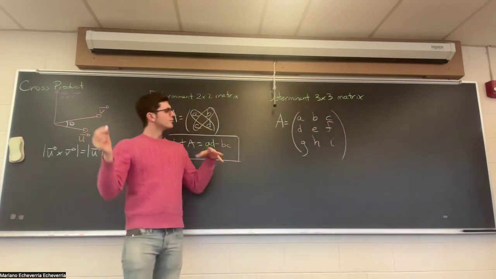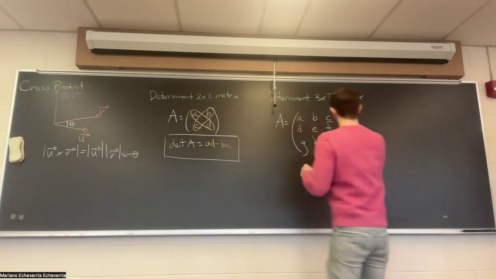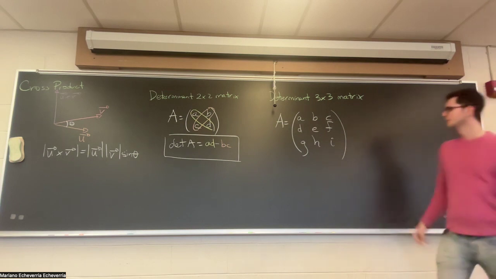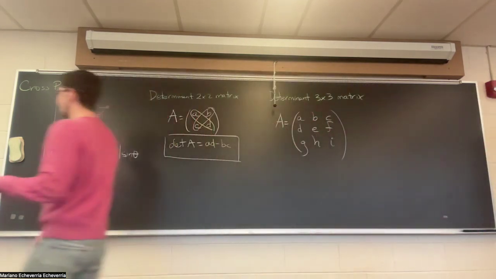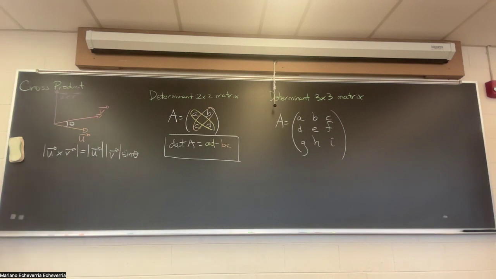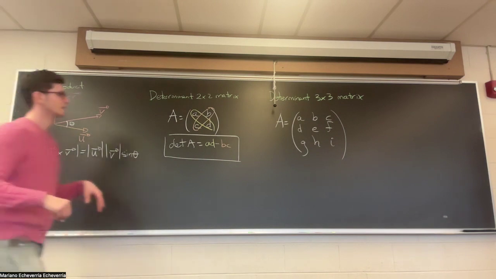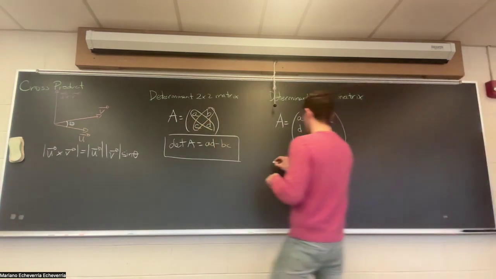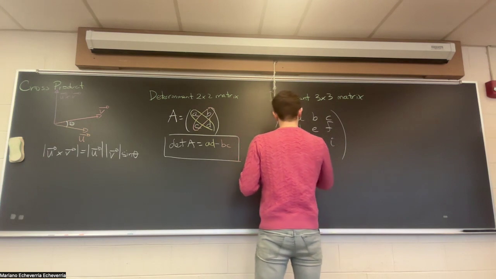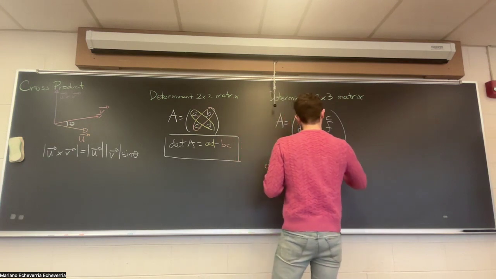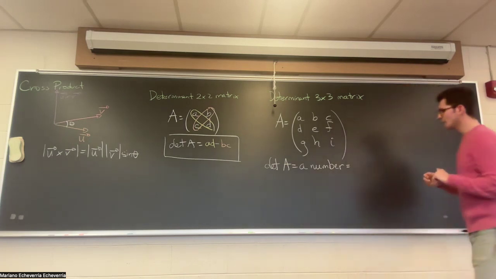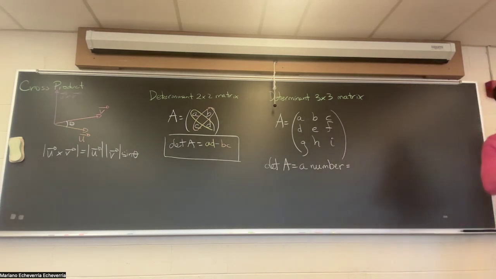Okay, so you could call the entries A, B, C, D, E, F, G, H, I. There are more useful ways of labeling the entries, but this is what we need for now. And the determinant is going to be a number. But the question is, what number? Here's how I'm going to tell you how to do it.